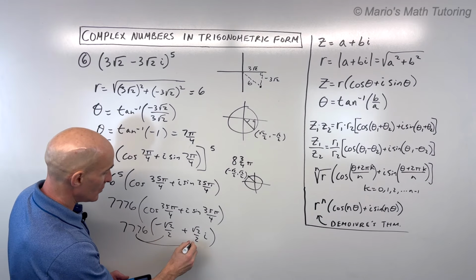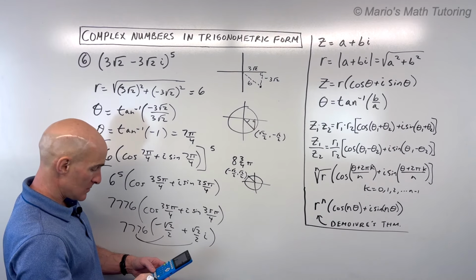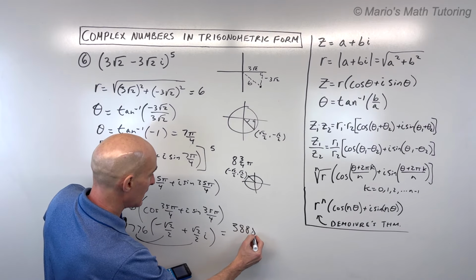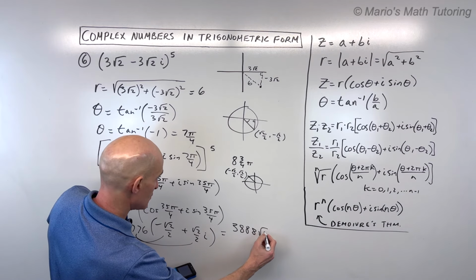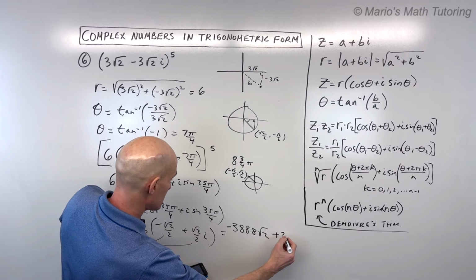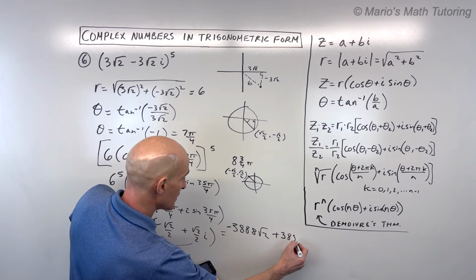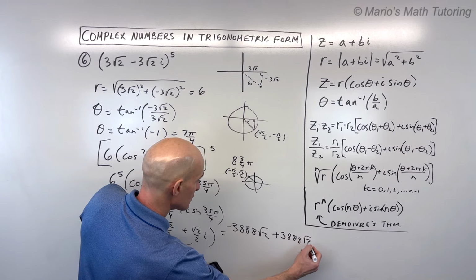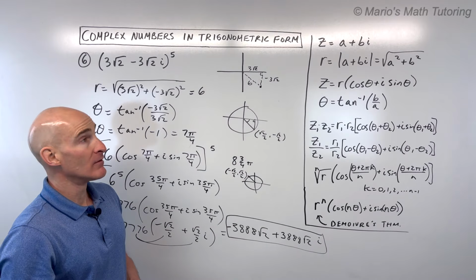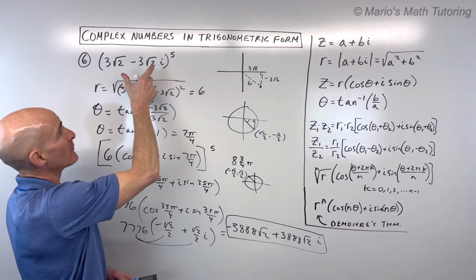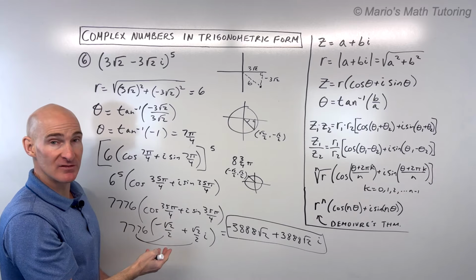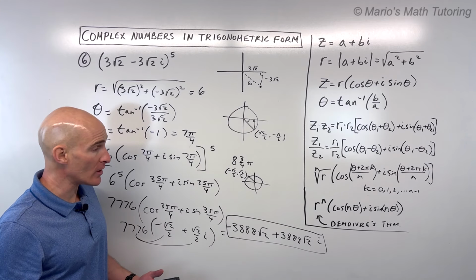And now if I distribute, that comes out to negative 3,888 root 2, plus 3,888 root 2 i. And that's your result. So that's when you take this to the 5th power. Again, if you were to write this 5 times and multiply it all out, eventually you would get this. It's just that using DeMoivre's theorem is oftentimes a little bit quicker, and you got it.